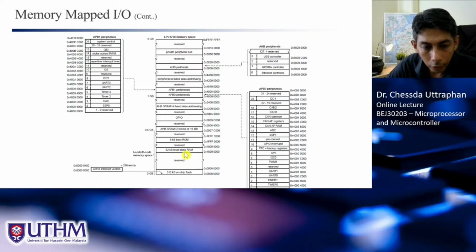And for this, 32 KB is dedicated for the RAM, and here is reserved also. This is 8 KB for boot ROM. This is for setup when you power on your microcontroller. Reserved. This is SRAM, 2 blocks of 16 kilobytes. All right, this is reserved.